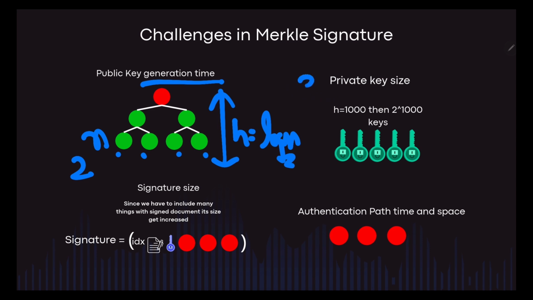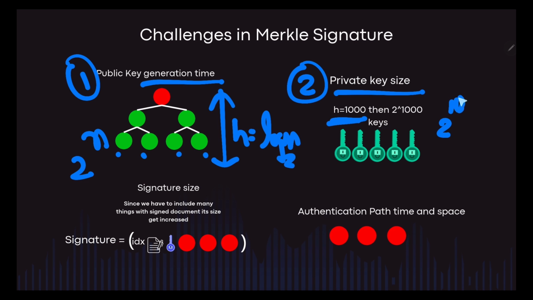The second thing which we need to consider is the private key size. If the height is in the order of 10 raised to 3, then 2 raised to 1000 will be a very great number, and so preserving the key size will be a great issue for us.